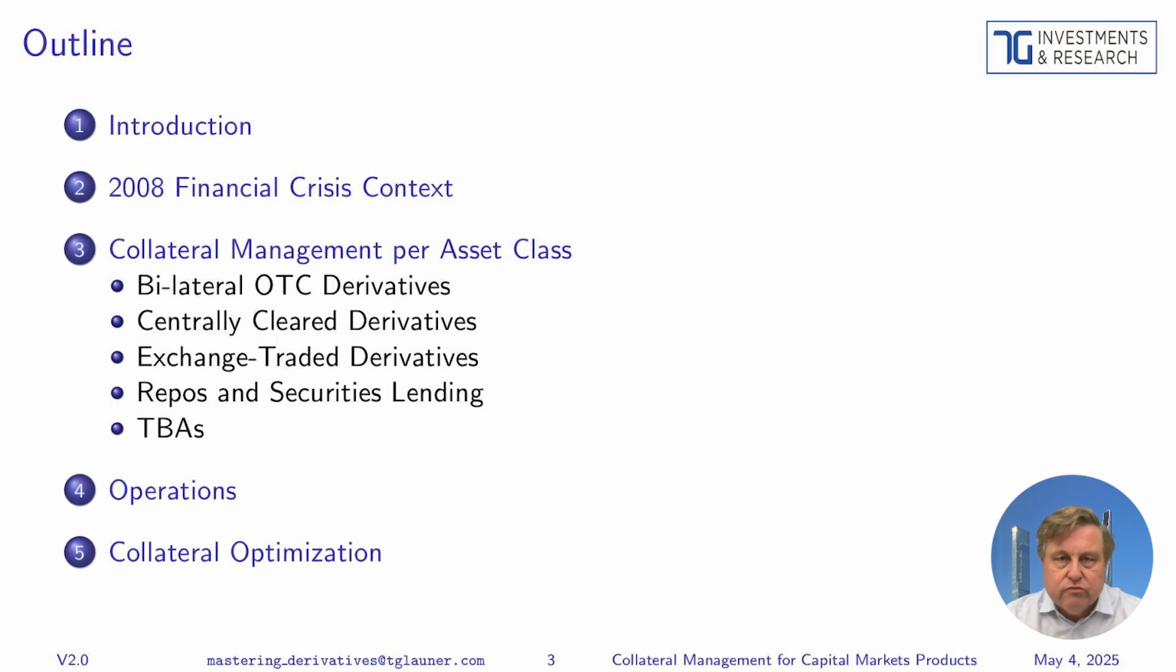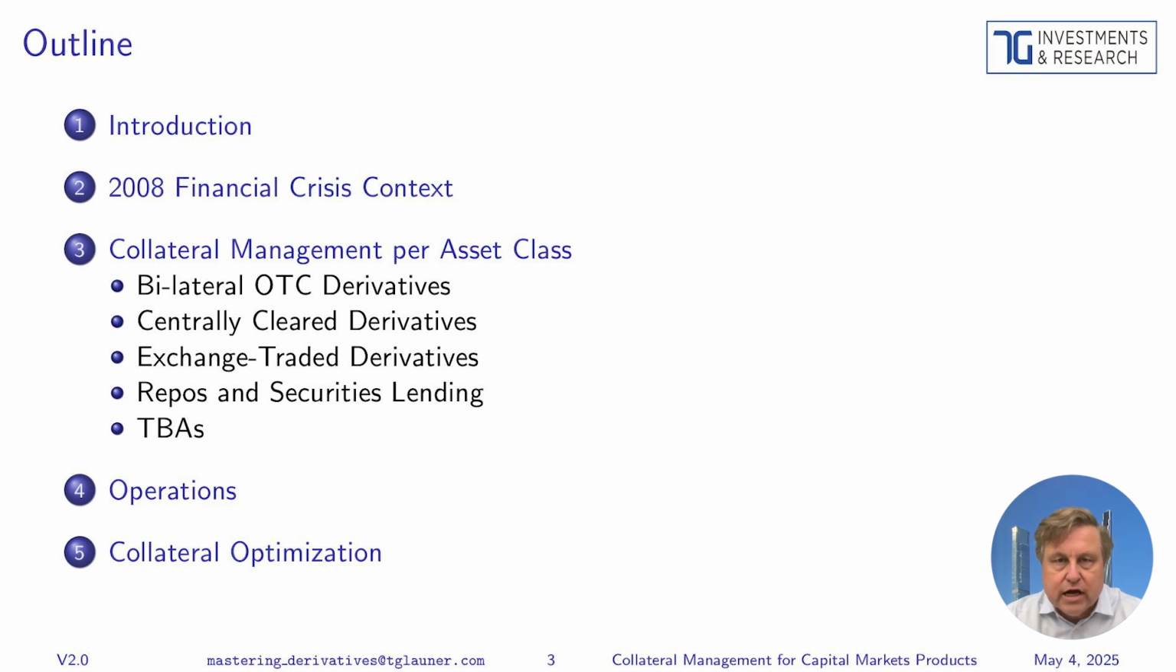We'll begin with a brief introduction, then set the stage for collateral management by looking at the 2008 financial crisis. 2008 was a turning point that redefined how margin and collateral are managed globally. Next, we'll explore collateral practices across key asset classes: bilateral OTC derivatives, centrally cleared derivatives, exchange-traded products, repos and securities lending, and TBA contracts. We'll then shift into the operational layer, including margin workflows and settlements.